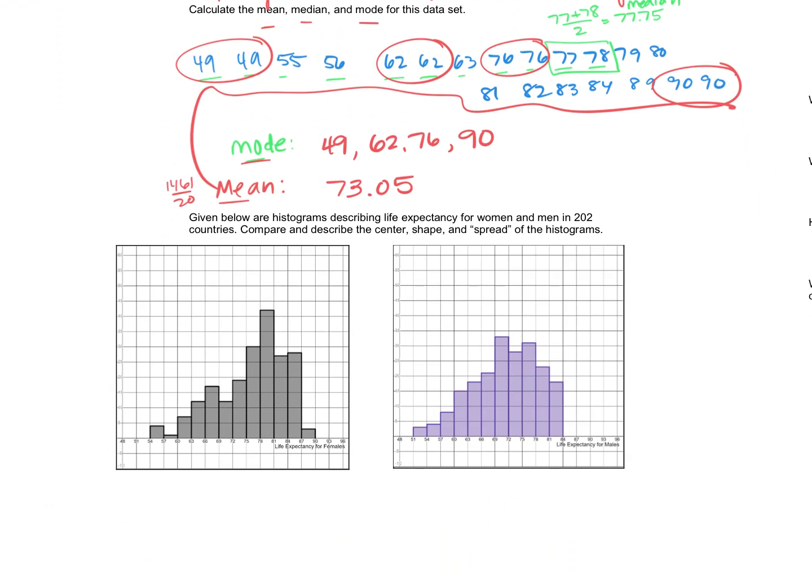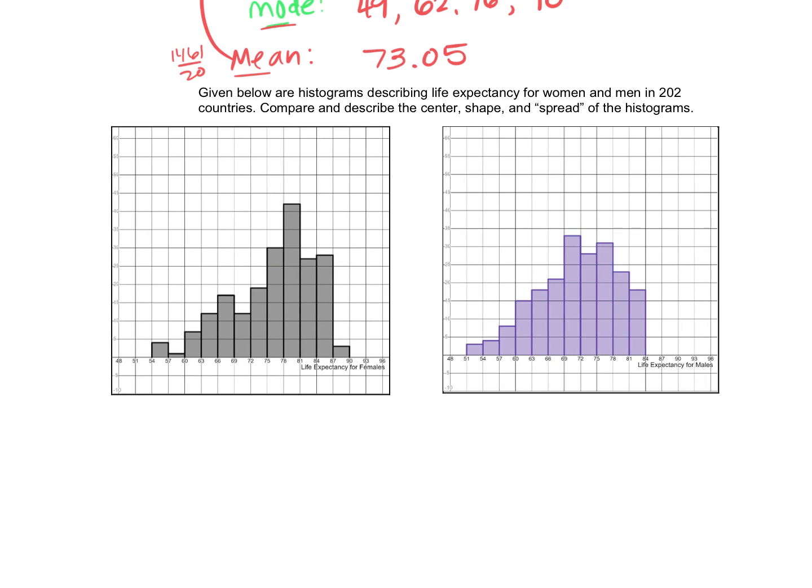All right, so this next part, they gave us some histograms, so it's already done for us, and they want us to talk about the differences between those two things. One of the things that stands out first is that typically life expectancy at birth is lower for men than it is for women. You can see that they went down a lower category. The women didn't get there. So it's about 5 years.